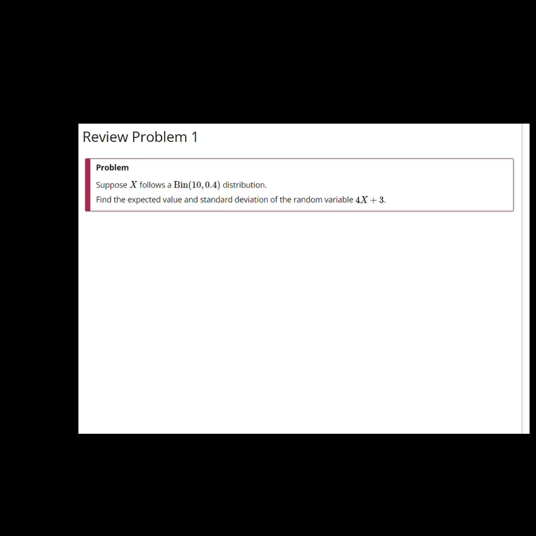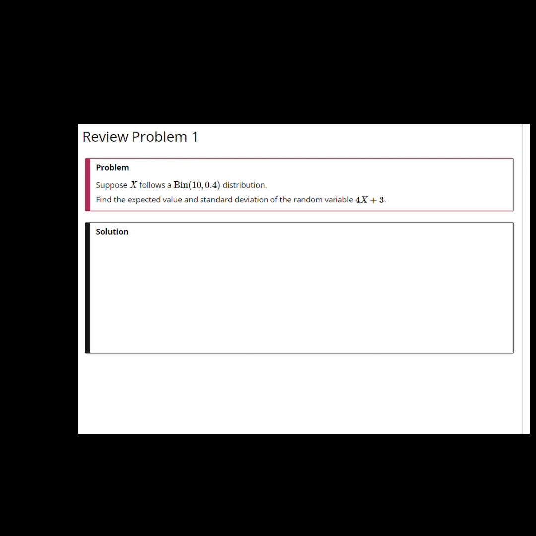Here's a review example that you should attempt on your own. Suppose x follows a binomial distribution with n equals 10 and p equals 0.4. Find the expected value and the standard deviation of the random variable 4x plus 3.